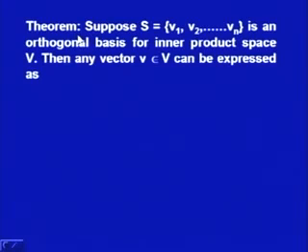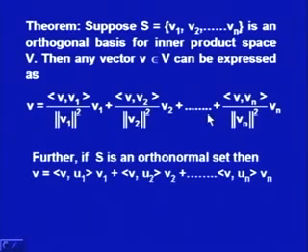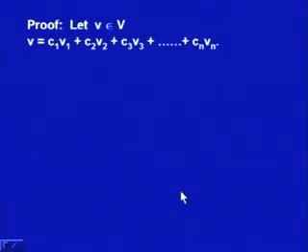Now, another result. Suppose S is equal to v1, v2, vn is an orthogonal basis for inner product space V, then any vector v belonging to V can be expressed as this. Okay, so let us try to prove this. There is one more result in this. Further, if S is an orthonormal set, then all these norms will be 1. So, it is nothing but v is equal to the inner product of v comma u1 multiplied by u1 plus the inner product of v comma u2 multiplied by u2 plus the inner product of v comma un multiplied by un. So, let us try to prove this.